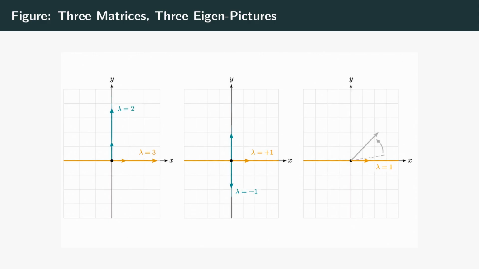Let's gather our three examples into one comparison picture. On the left is the diagonal scaling matrix. It has two eigenlines, the x-axis, stretched by a factor of 3, and the y-axis, stretched by a factor of 2. Two independent stretch axes, both standing still in direction.